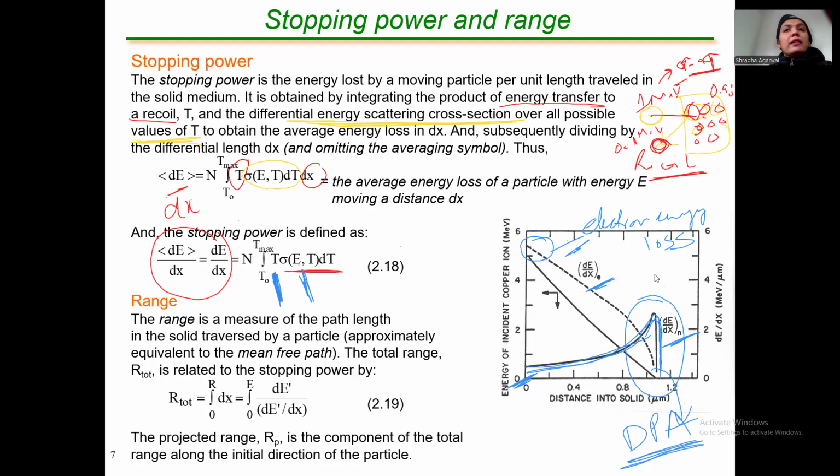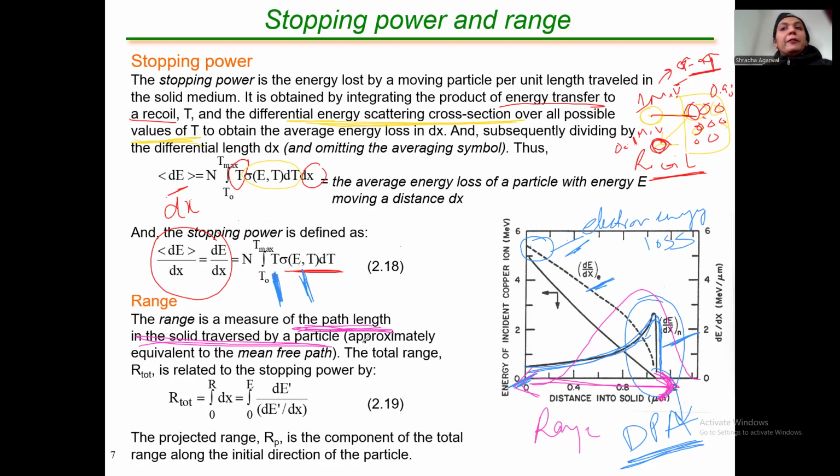So this is where the thing is. Now, from this stopping power, we have the concept of range, right? With this range, this is the measure of path length. Finally, how much distance your initial atom covered before stopping is known as range. It is a measure of the path length in the solid traversed by the particle, right? That is the range.